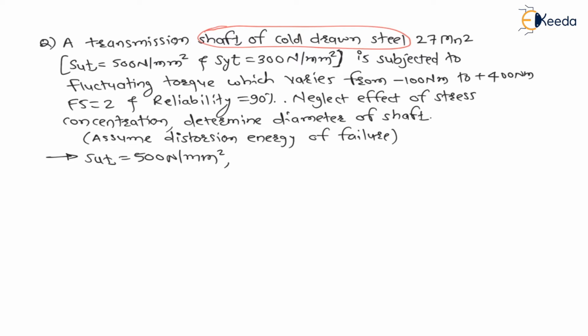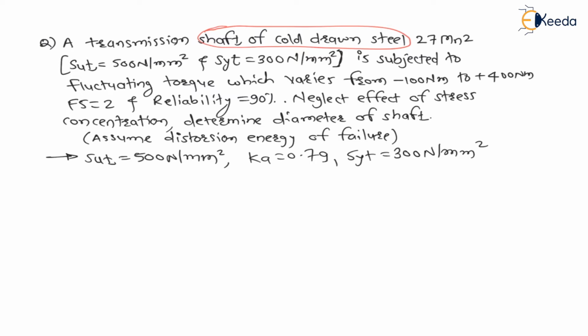Now for cold drawn steel with SUT equal to 500 Newton per mm square, the surface finish factor Ka will be 0.79, and this value they will provide you in the examination. Again, SYT value they have given 300 Newton per mm square. Therefore, SYT is equal to 300 Newton per mm square.